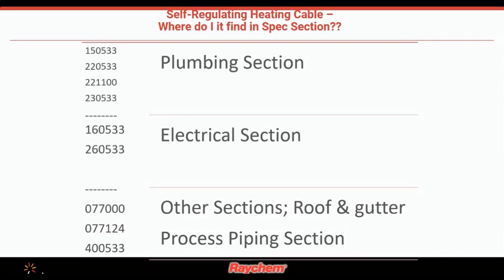However, we didn't talk about a lot of these things, but roof and gutter applications, as an example, may be in a different section. So you need to be aware of it because it may be called out on the mechanical print or on the electrical print. But the specifications may be found in the 07 sections. And then finally, if you're in an industrial application, process piping may also be under the 400533 section.